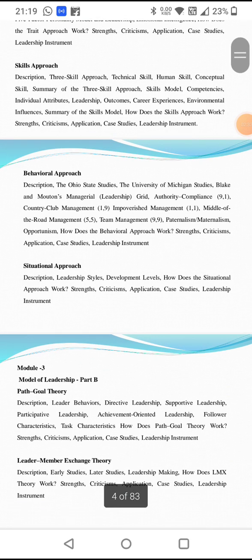And the next being the behavioral approach. Again, you will be learning about the Ohio State studies, University of Michigan studies, Blake Mouton's managerial grid, and all those with respect to the behavior of a leader with their employees, right? And also you will be learning about the situational approach and its strength, criticism, and application as well.